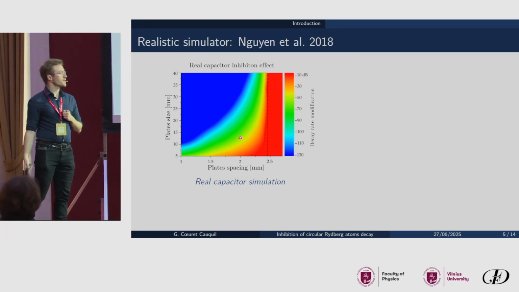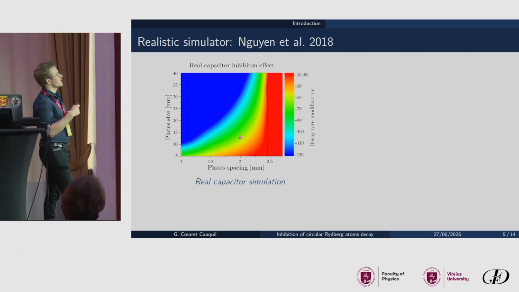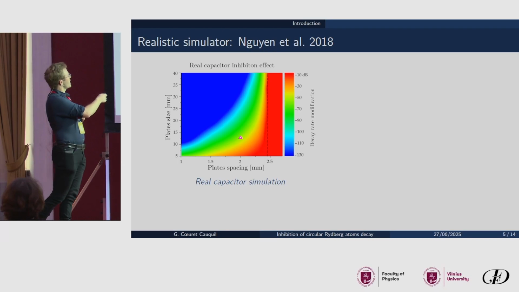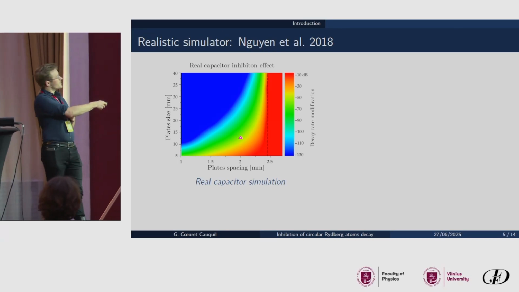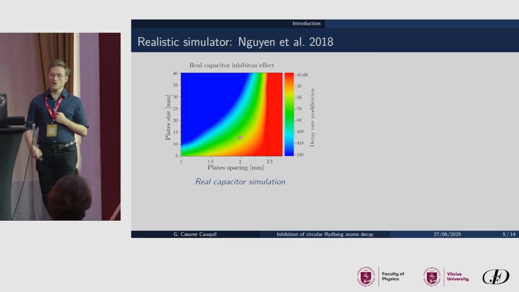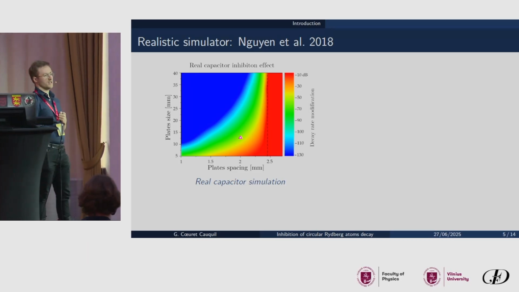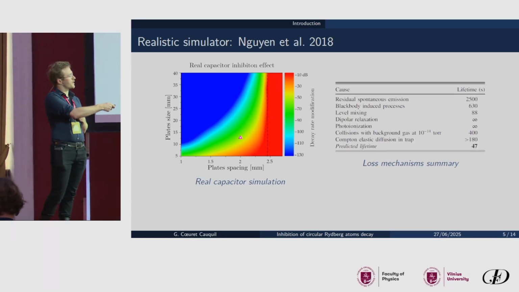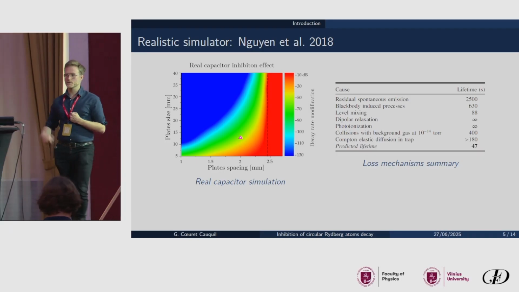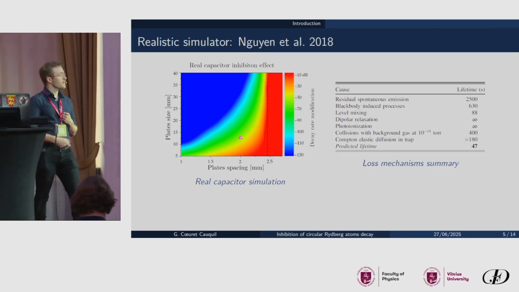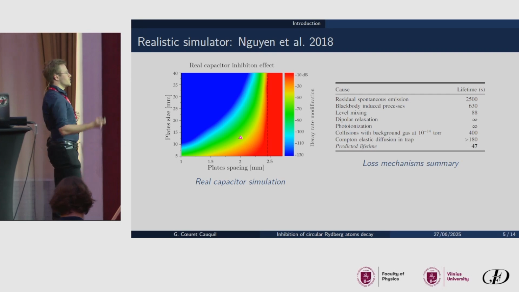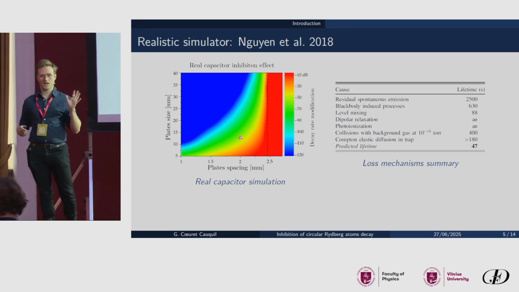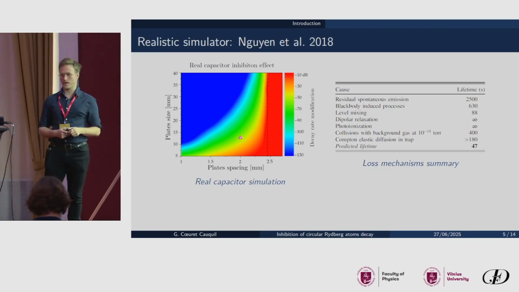A few years ago, my group performed some simulations to estimate what could be the realistic application of this idea. By taking a plate of the order of 10 millimeters, with a spacing of 2 millimeters, we can expect to have good enough inhibition for what we want to do. To have a more realistic estimation, they also took into account different loss mechanisms, such as vacuum and others, which in the end gave the number that we could expect to have: a 47 seconds lifetime for a single atom inside a capacitor.